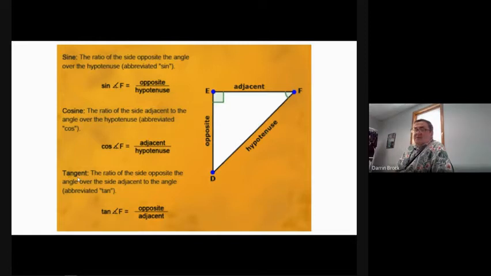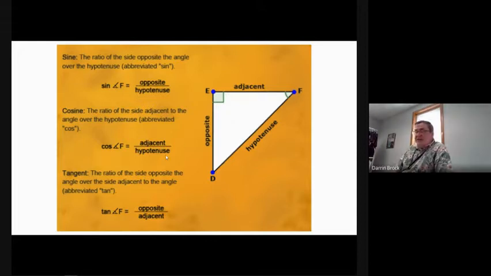Now, our last term of our three primary terms is tangent. It is the ratio of the side opposite the angle over the side adjacent to the angle. So tangent of angle F would be the opposite divided by the adjacent. Opposite divided by adjacent. So those are the combinations we have of sine, cosine, and tangent using the three sides of the triangle.